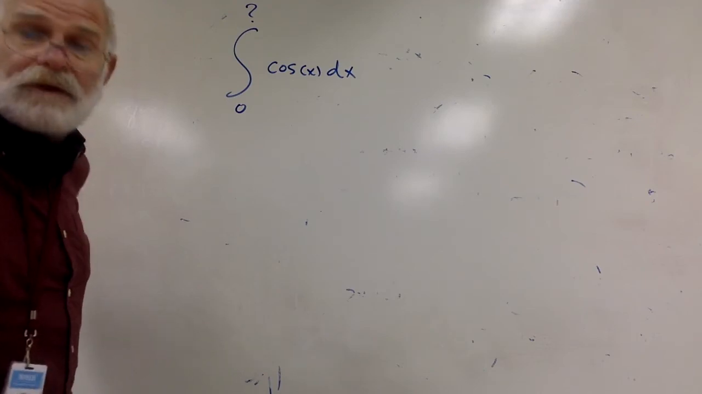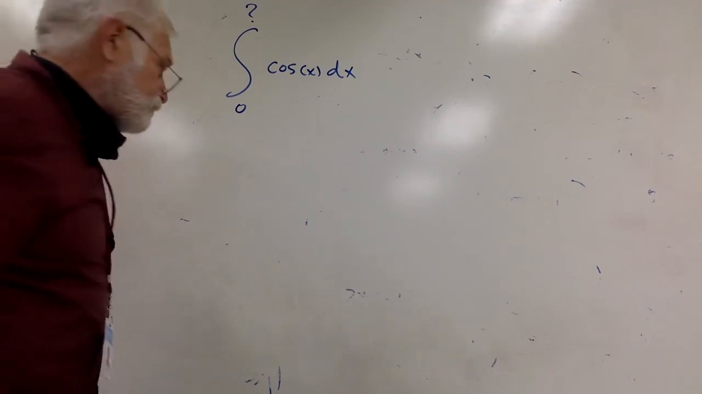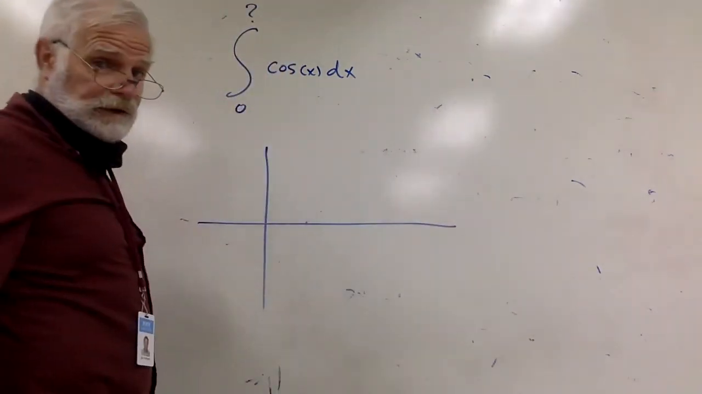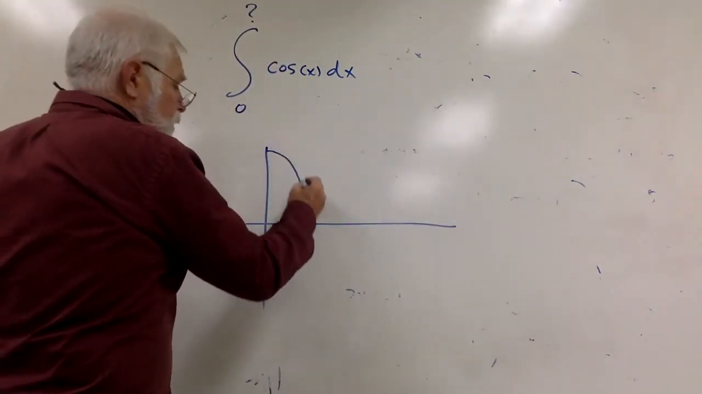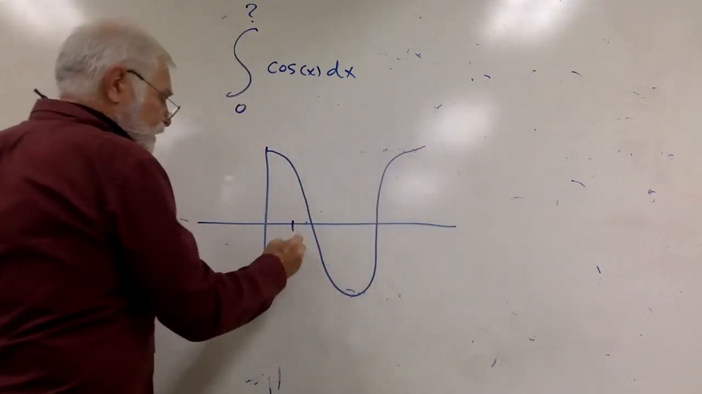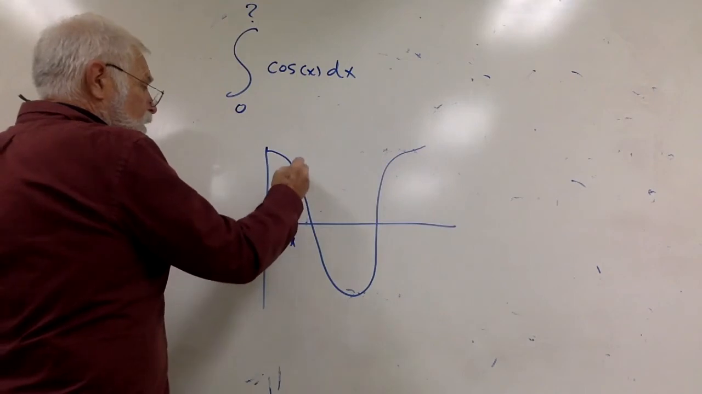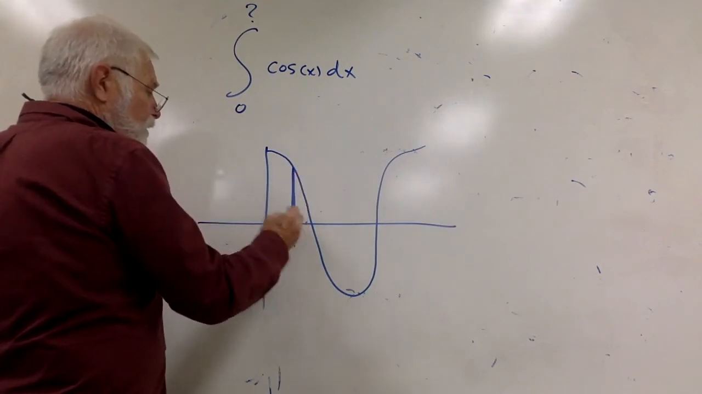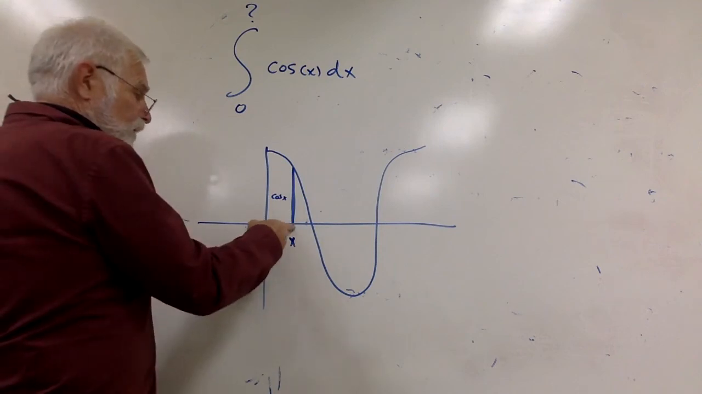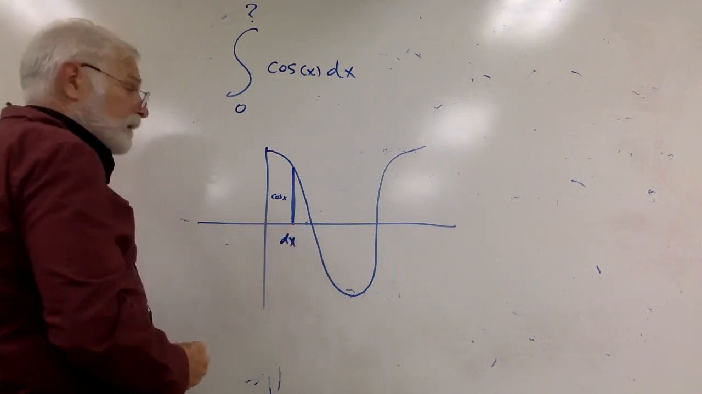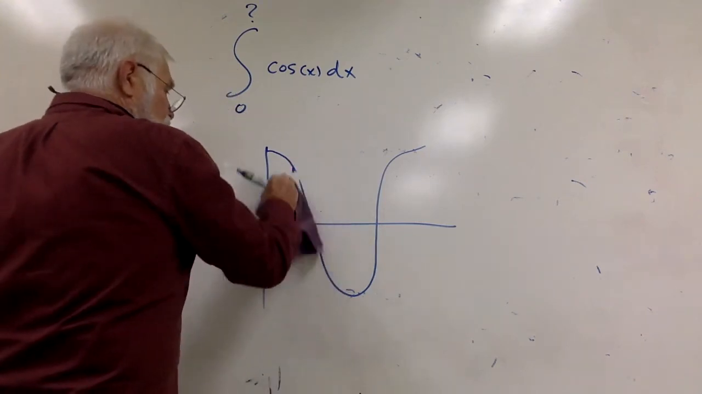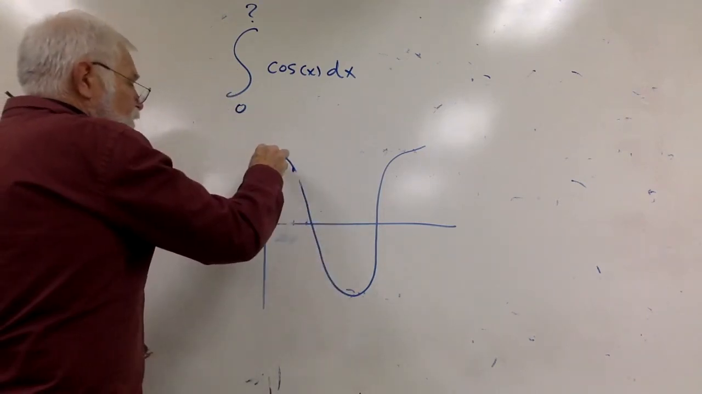Well, you've got to be able to graph the cosine curve, because this is all about the area under the cosine curve. And whatever this x value is, that strip of area, the height is the cosine of that x value, and the width of that little strip of area is dx. And if I add up a whole bunch of them, it starts to look like this. There's my first strip of area.